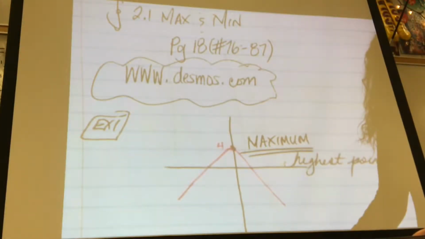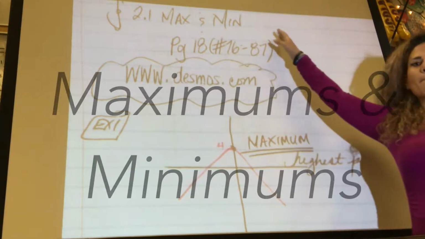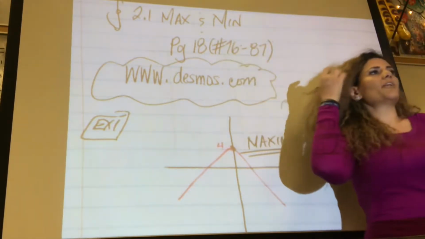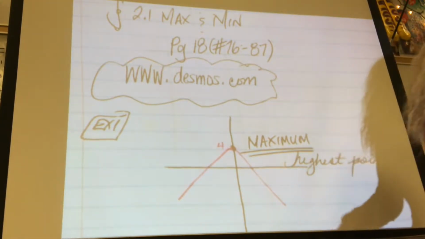And we're going to reference it in a second. This is section 2.1, maximums and minimums. I'm waiting for you. I already know this. I have my 3 degrees. Let's go. Copy this down, please.